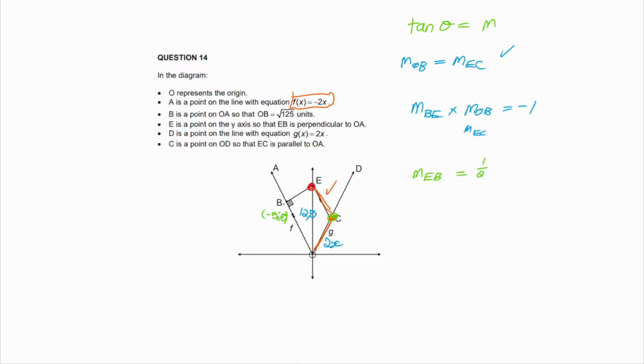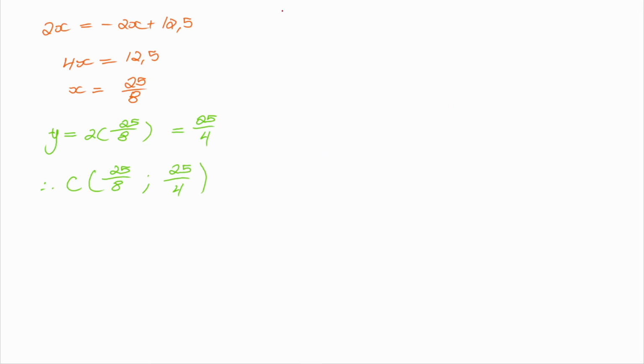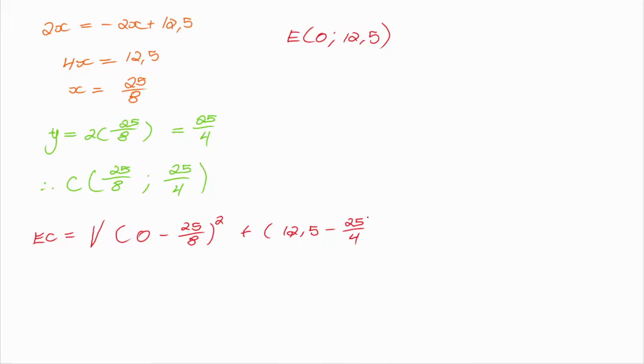So now I have the coordinates of E and the coordinates of C. What I'm going to do now is say distance EC is equal to, remember the coordinates of E we've shown is 0, 12,5. So this distance EC is given by 0 minus 25 over 8 squared plus 12,5 minus 25 over 4 squared.